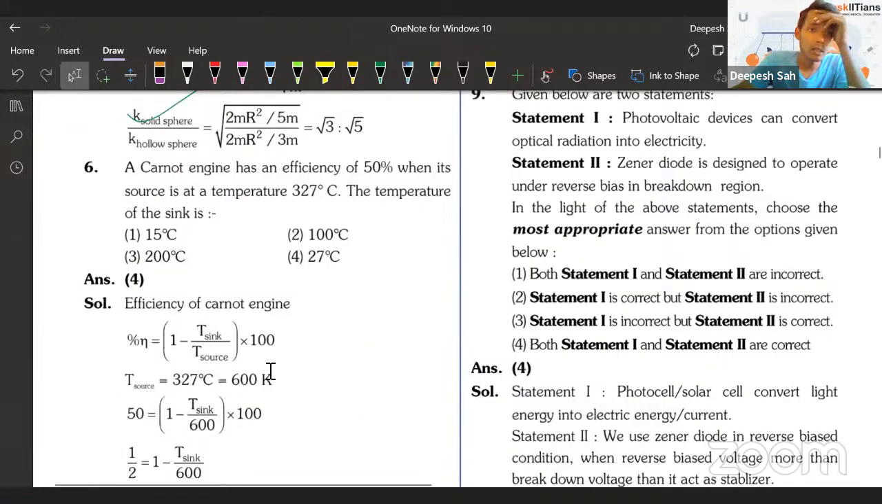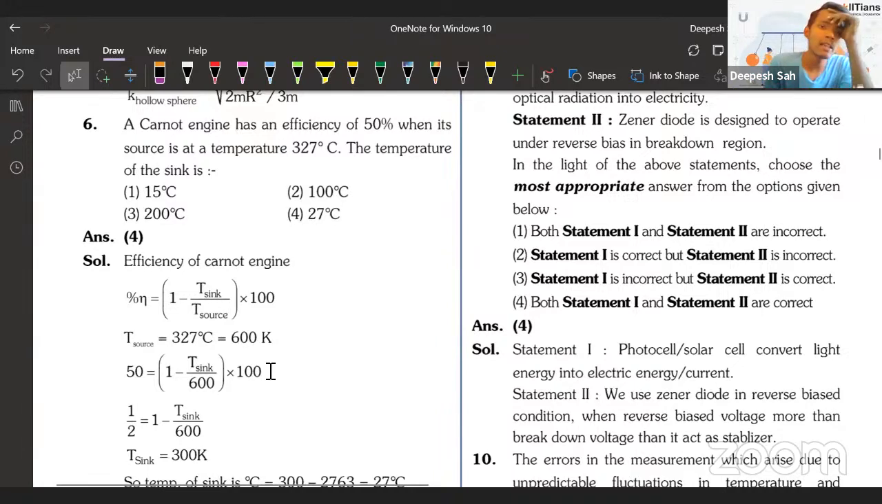Question number 6. A Carnot engine has an efficiency of 50% when its source is at temperature 327 degrees Celsius. The temperature of the sink is. Okay, so this is a question from the Carnot engine. If we want to calculate the value of efficiency, the formula for efficiency is 1 minus temperature of sink divided by temperature of source, into 100.